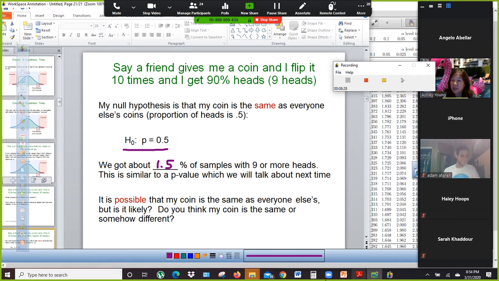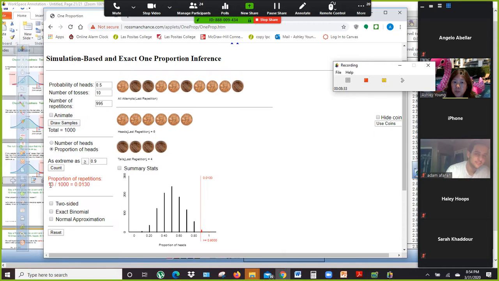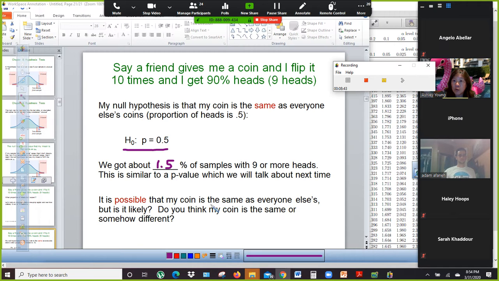If I look at this, did I close it accidentally? No, I didn't. Only 13 times did I end up with 9 or more heads. I got 9 heads 13 times out of 1,000. That's unlikely. So it's possible. It happened 13 times out of 1,000, but it's unlikely.